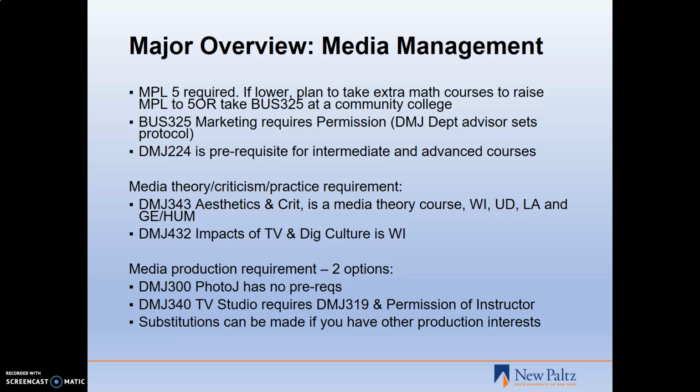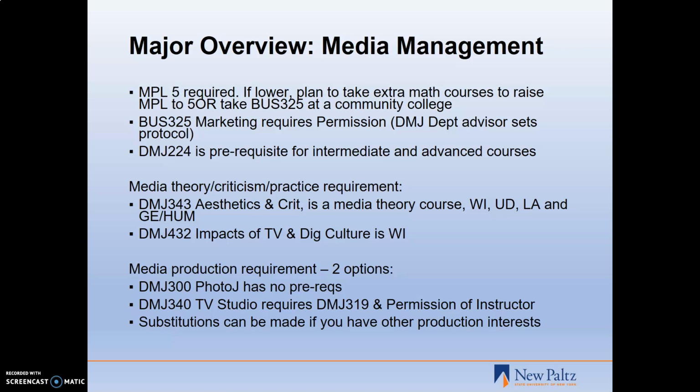DMJ 224, Introduction to Digital Media Programming and Management, is a prerequisite for intermediate and advanced courses. The program also has a media theory, criticism, and practice requirement, such as DMJ 343, Aesthetics and Criticism, which is a media theory course. It's writing intensive, upper division, liberal arts, and has a GE designation of humanities. And DMJ 432, which is Impacts of Television and Digital Culture, which is also writing intensive.